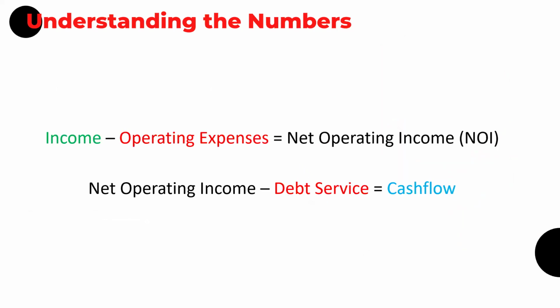So, going back to basics, income minus operating expenses is net operating income or NOI. Net operating income less debt service is cash flow. This you need to commit to memory. Income minus expenses equals NOI, and NOI minus debt service is cash flow. It is the first of the basics.